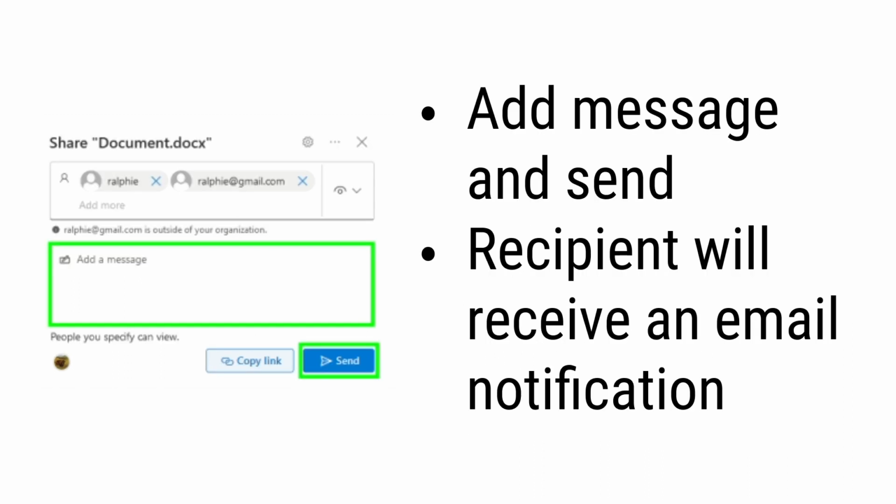If you'd like to add a custom message, enter it in the Add a Message box. Once you're finished, click Send. The people specified will receive a notification email with a link to the file. It will also appear in the Shared section of their OneDrive.